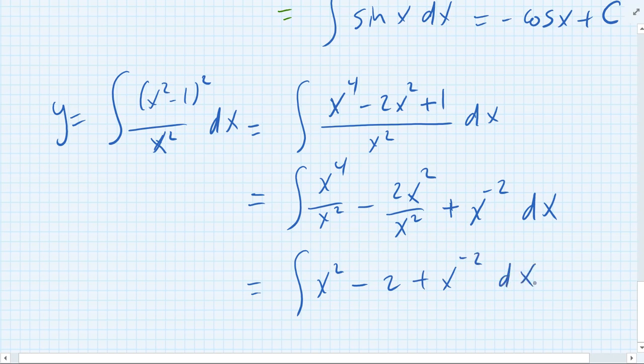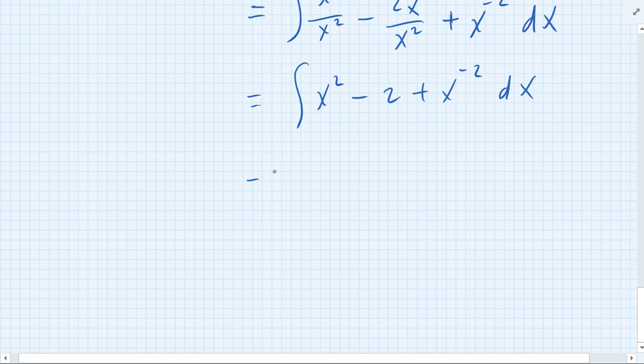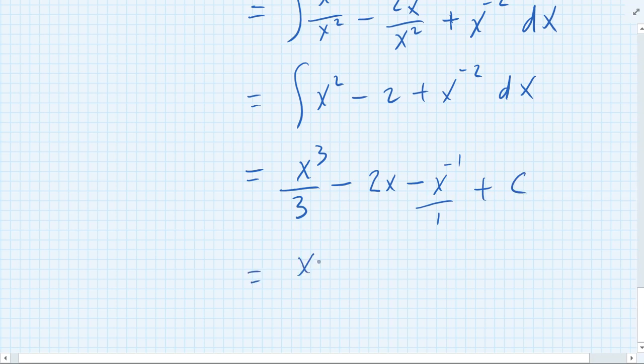Is that going to be easy to integrate now? What's the antiderivative of x squared? What's the antiderivative of 2? 2x. What is the antiderivative of x to the negative 2? It's going to be x to the negative 1 over negative 1. I just did minus. Plus c. Get rid of the negative. Oops, power, I messed up.